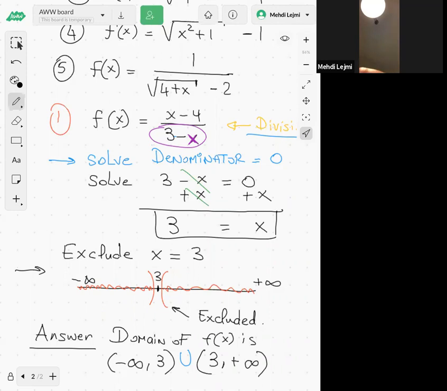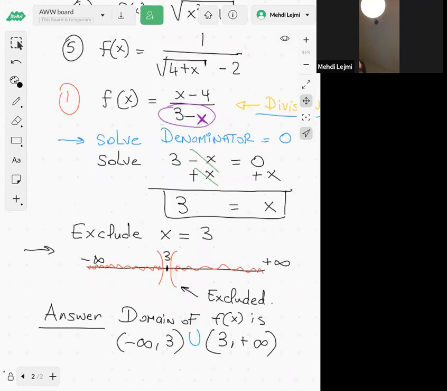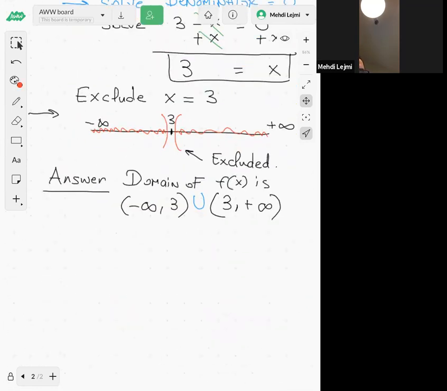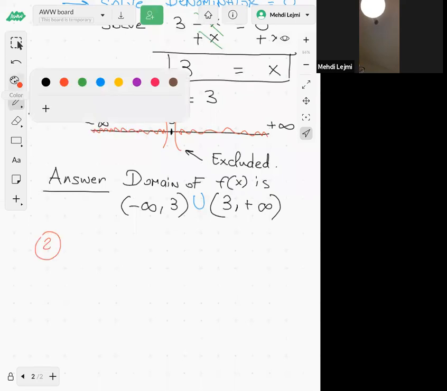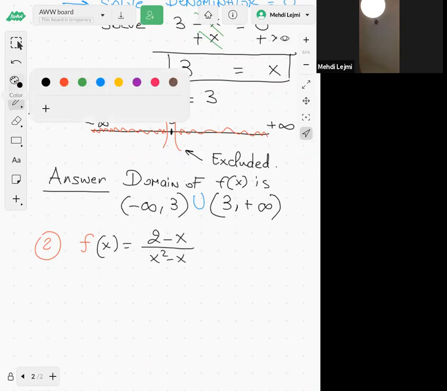All right. Okay. For number 2, it's 2 minus x over x squared minus x. So number 2. So we have f of x, which is 2 minus x over x squared minus x. So again, ask yourself, is there a division? Yes, we do have a division, right? We don't have a square root, so we do have a division here. You have a division, then you have to solve denominator equal to 0.